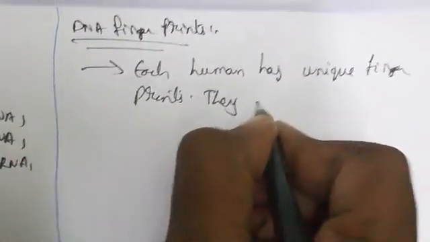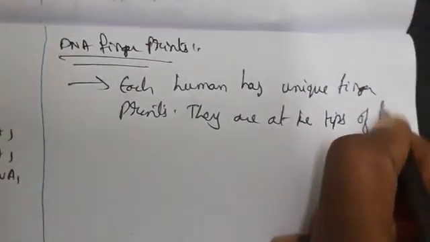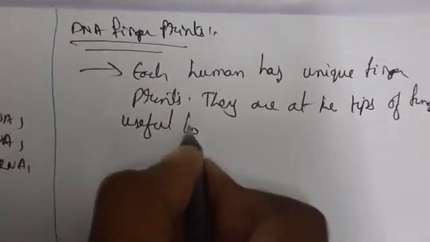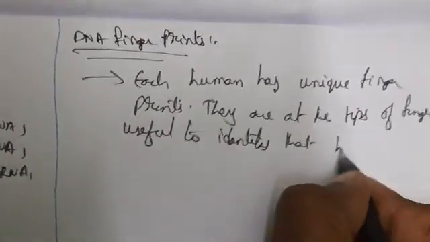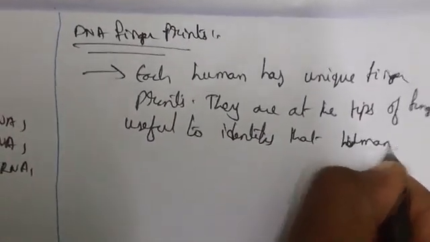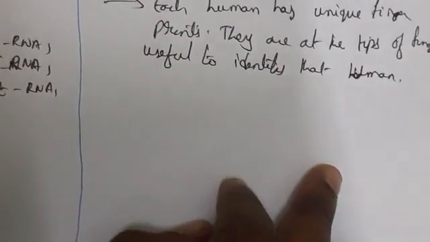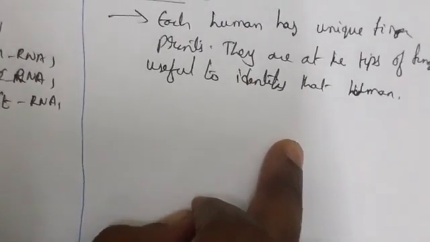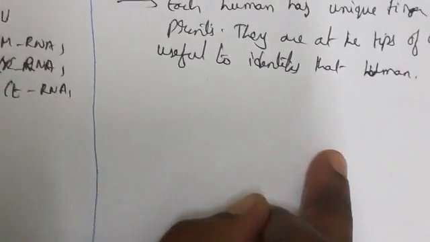They are at the tips of the finger, useful to identify that human. If we can't identify that human, DNA fingerprinting has been introduced to identify human beings also. So DNA fingerprinting is based on the sequence of bases on DNA.